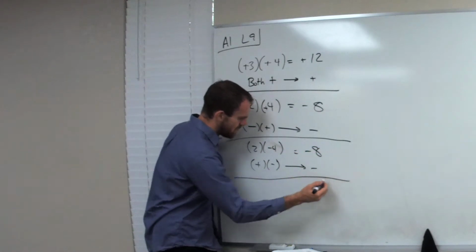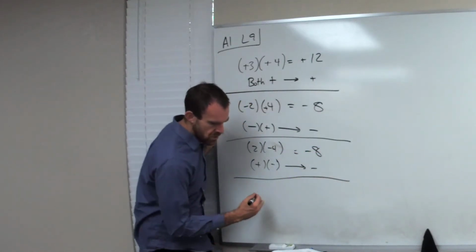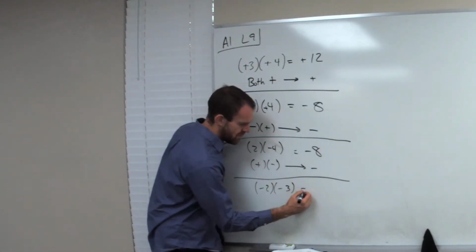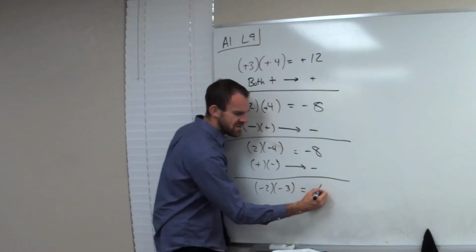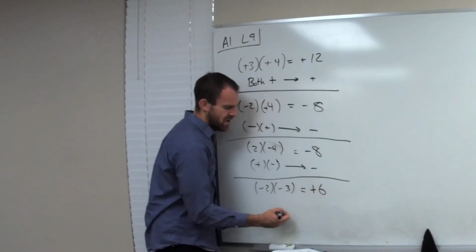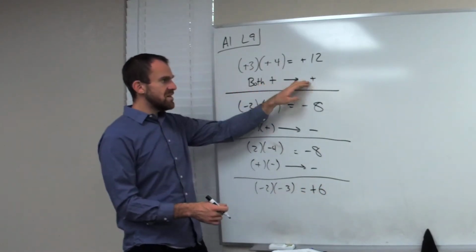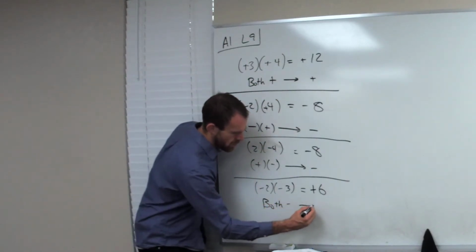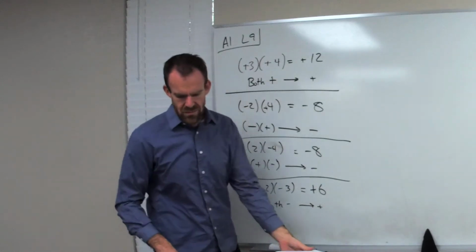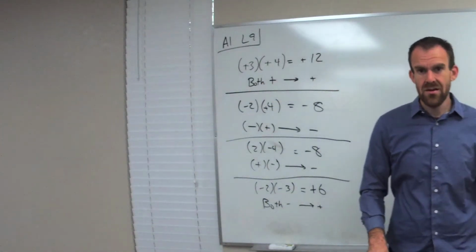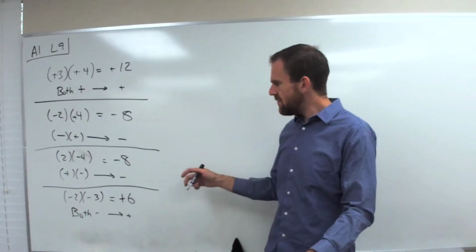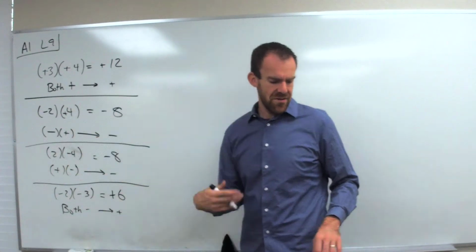But if both of them are negative, then I multiply the numbers. 2 times 3 is 6, but it becomes positive. So if they're both positive, it's positive. If they're both negative, your answer comes out as positive. So the only time you get a negative number out is if you multiply one that's positive and one that's negative.